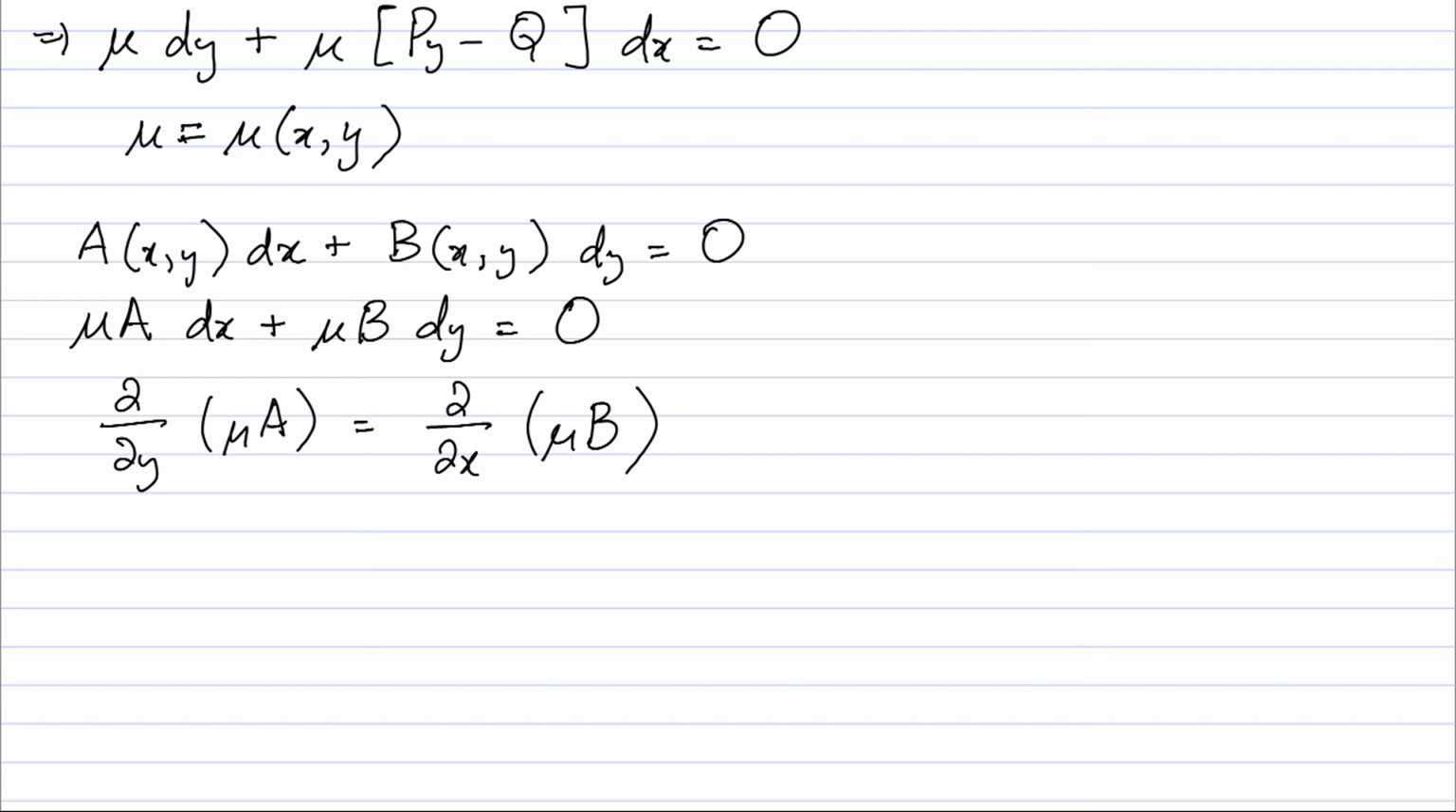Now assume for the time being that mu is only a function of x, that you can find an integrating factor that turns out to be only a function of x. Then what do you do? If it's only a function of x, then in the left hand side of this equation you can pull mu out, because on the left hand side you're differentiating with respect to y, and I'm assuming that mu is only a function of x. So you'll get this thing.